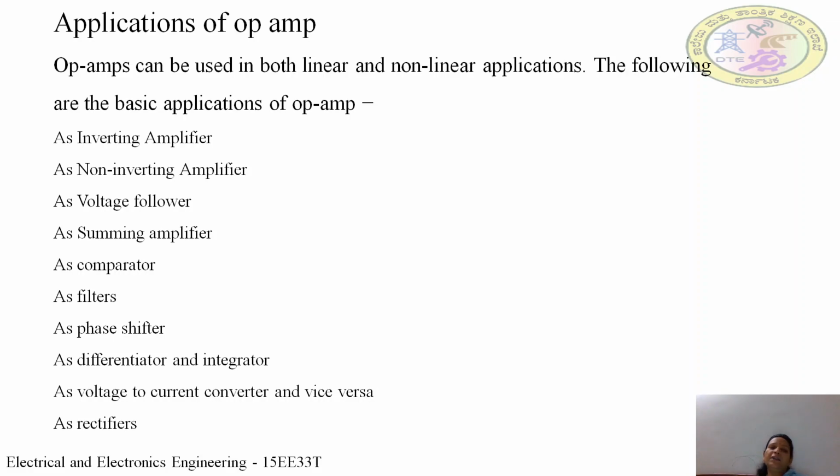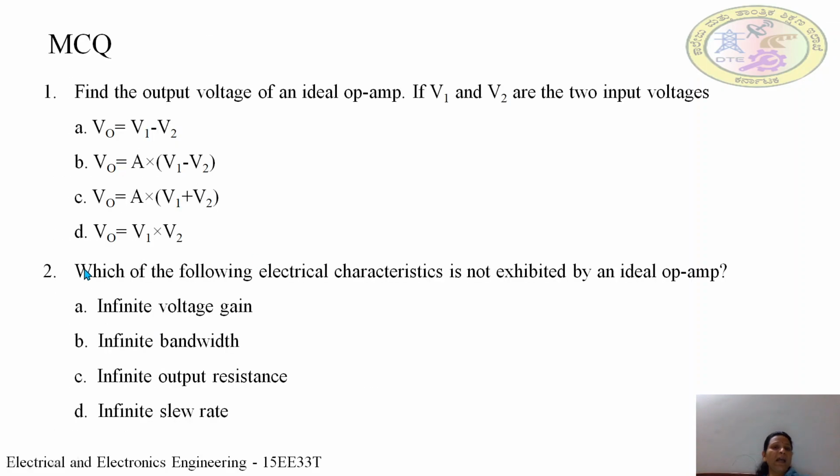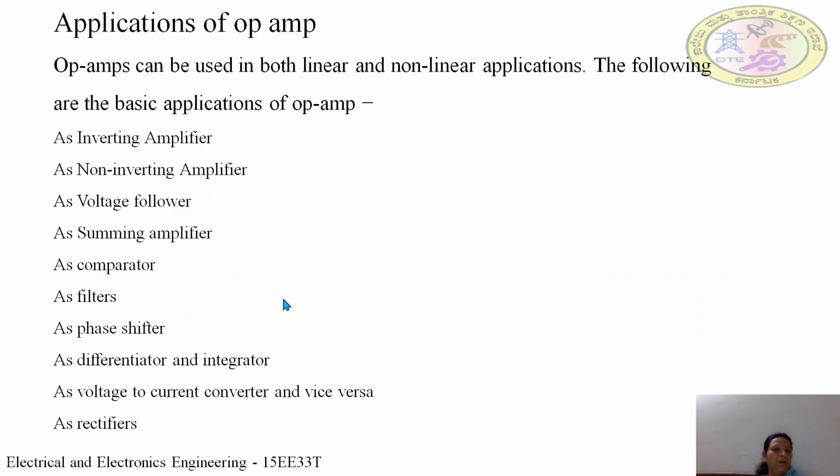So based on that, it can be used in the following applications. To start with, as an inverting amplifier, as a non-inverting amplifier, and as a voltage follower. It can be used as a summing amplifier, that is addition of input signals. It can be used to compare two signals, that is as a comparator. It can be used to filter. So op-amps are used as high pass and low pass filters, that is active filters.